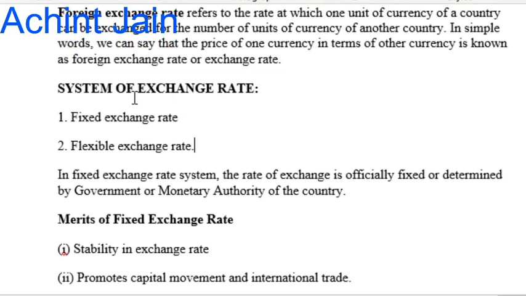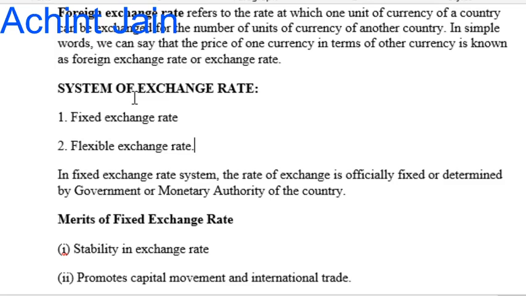To define the fixed exchange rate system, there are two methods. The first one is the gold standard system of exchange rate, and the next one is the Bretton Woods system of exchange rate. In the gold standard system, gold was taken as the common unit of parity between currencies of different countries in circulation. Each country was to define the value of its currency in terms of gold.